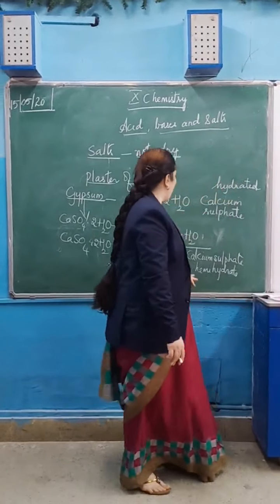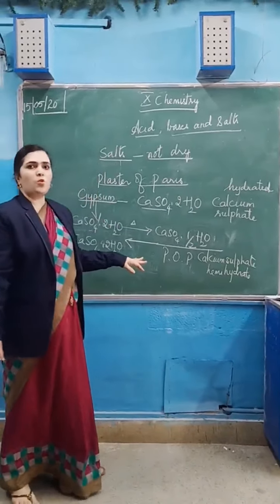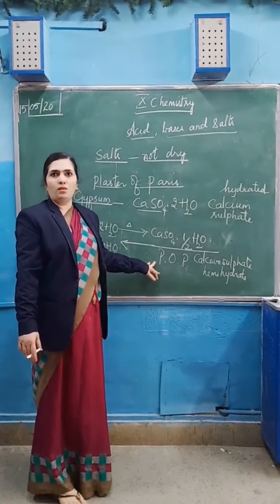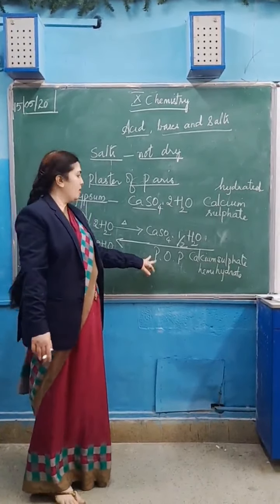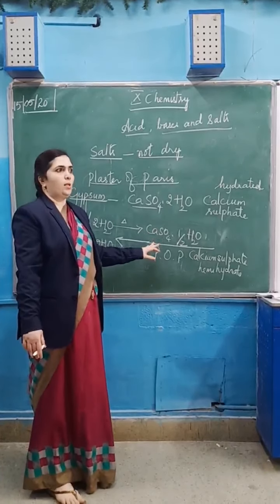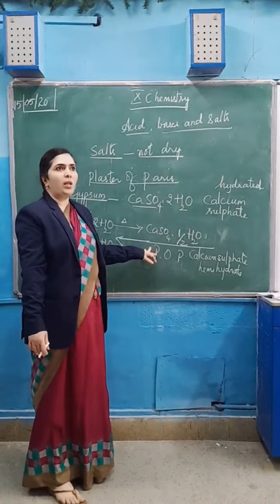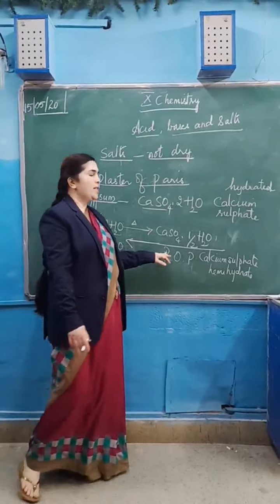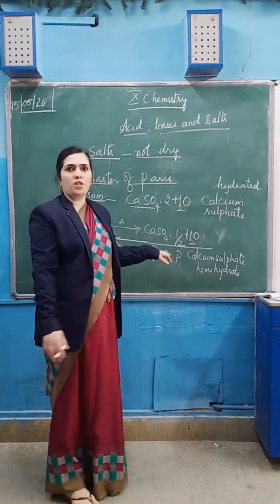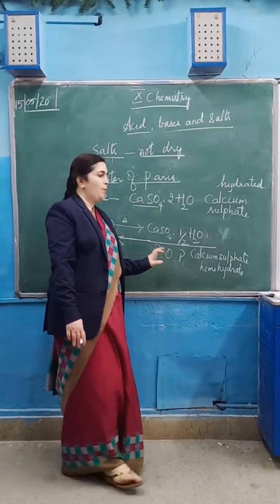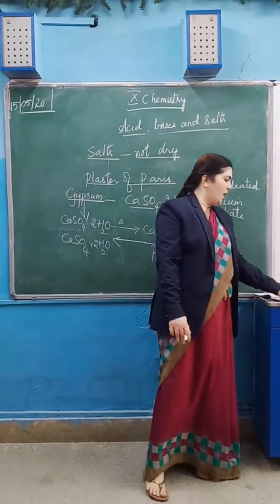So plaster of Paris is used in making decorative items, idols, statues, decorative pieces and all, and it is also used for the bandages for fractured bones. The bandages the doctor uses to place the bones in the proper position are also made up of plaster of Paris powder. Okay, so that was the end of the lesson.